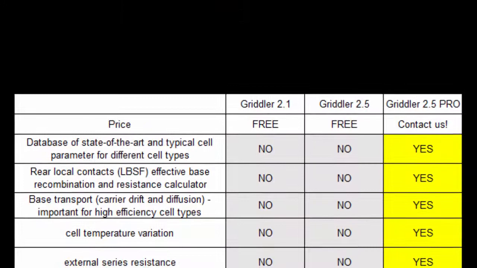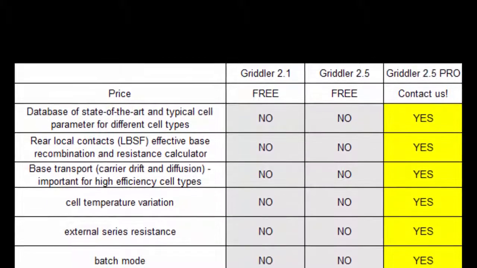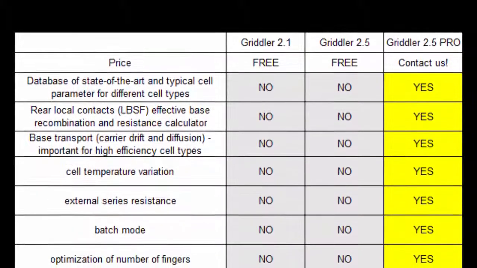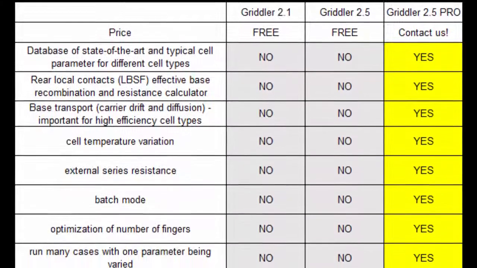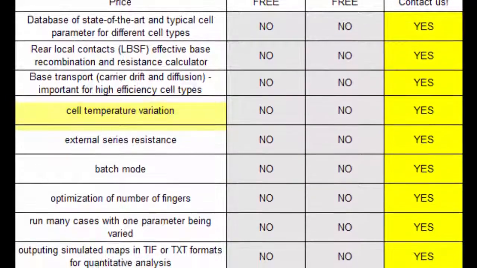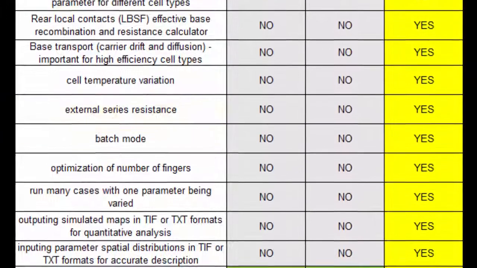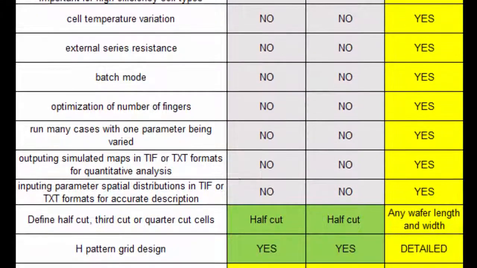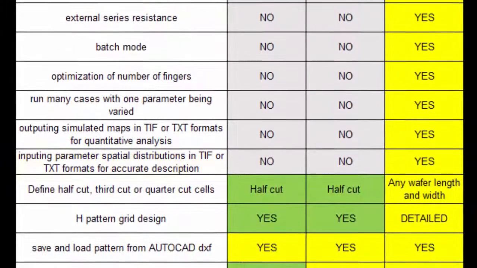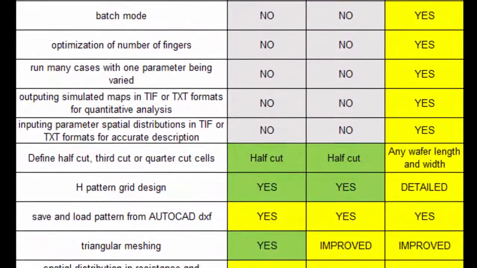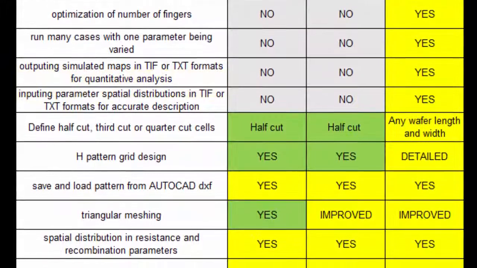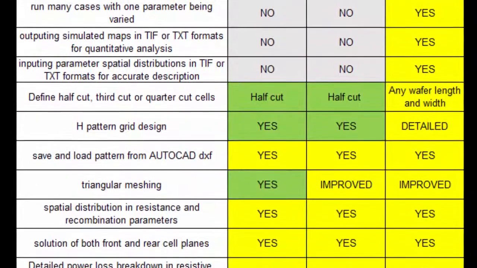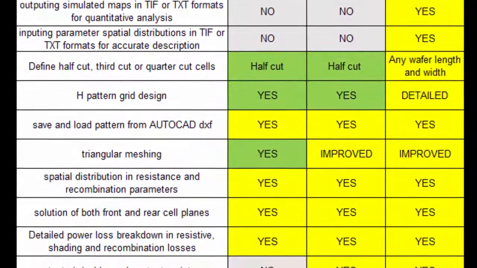The list of advantages of the Pro version doesn't stop here. For example, it's also better equipped to simulate modules in the field conditions with higher than 25 degrees cell temperature, external series resistance, and then for researchers who use Griddler to work with mapping data, one can input spatial distribution of parameters more precisely in text formats or output the voltage and luminescence distributions over the cell plane also in text format for further analysis.